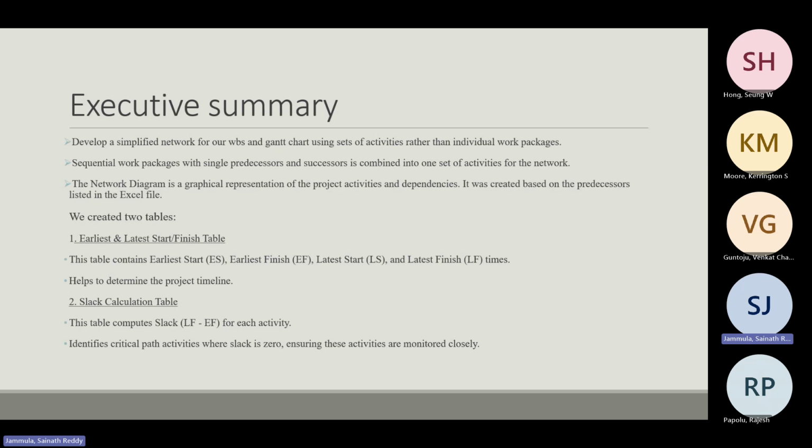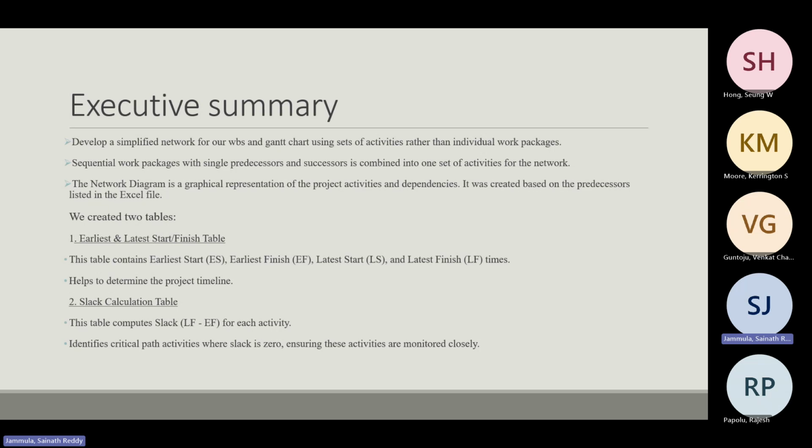And coming to the executive summary, for this week we have developed a simplified network for our WBS and Gantt chart using sets of activities rather than individual work packages to simplify it. And we have even minimized sequential work packages with single predecessors and successors, and we combine them into one set of activities for the whole network. This way, we have reduced the number of work packages which we are using in the network diagram.